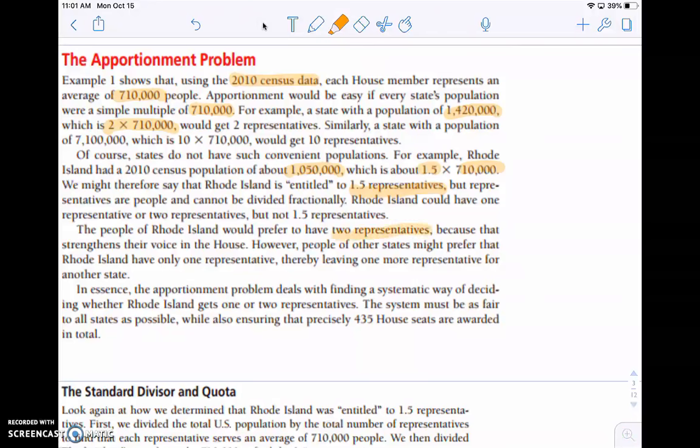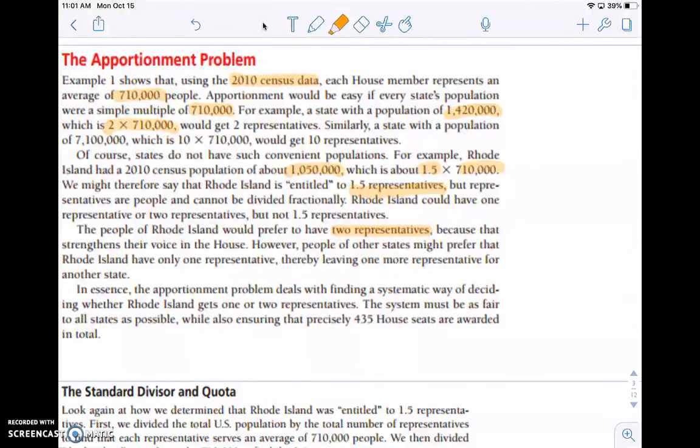Now, the people of Rhode Island definitely would prefer to have 2 representatives because that strengthens their voice in the House of Representatives. However, other states might prefer Rhode Island only have 1, thereby leaving 1 more representative for some other state. Rhode Island may have 1.5 representatives is what they should be allocated. Another state may have like 23.8, so their fractional portion is closer, and so they might argue, well, we should have more because we're closer to that threshold.